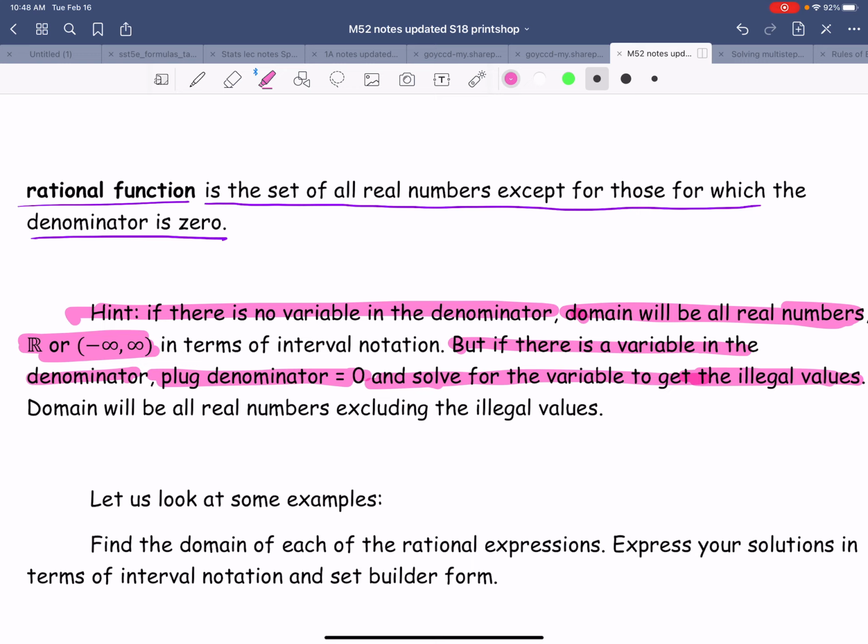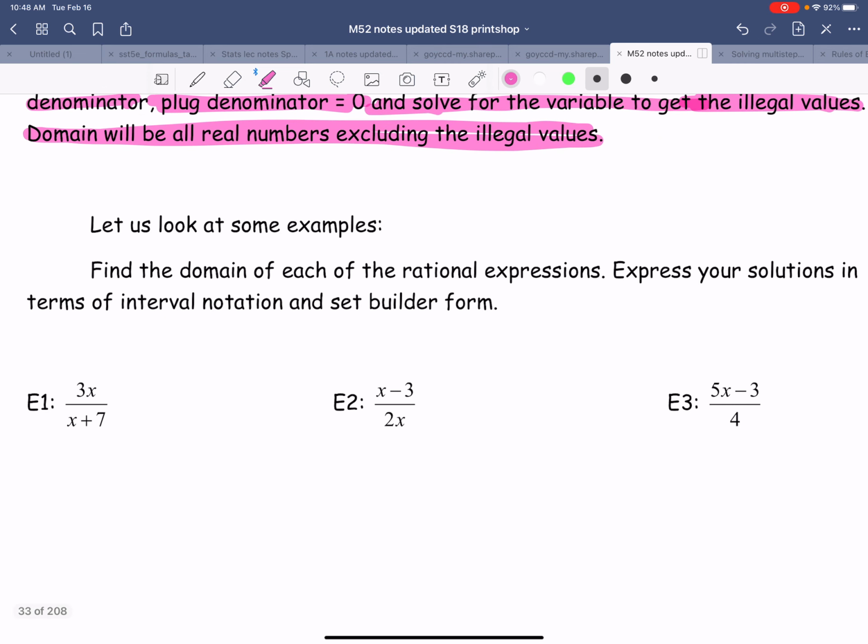Those are the values that will actually make your denominator equal to 0, and we don't want to include them. So we can find those by setting the denominator equal to 0. The domain will be all real numbers excluding the illegal values. Okay, let's look at some examples.